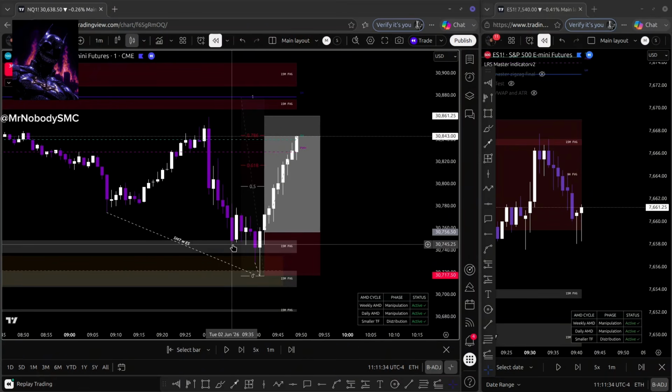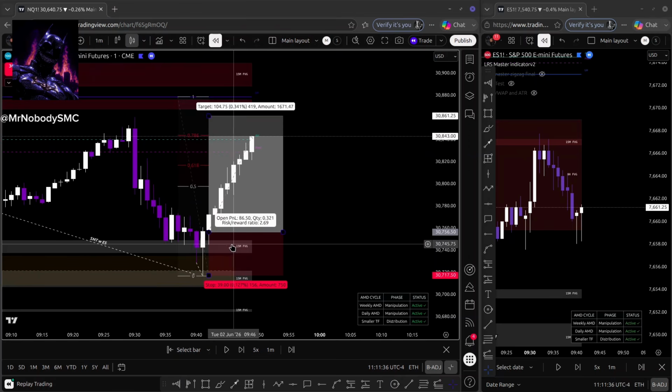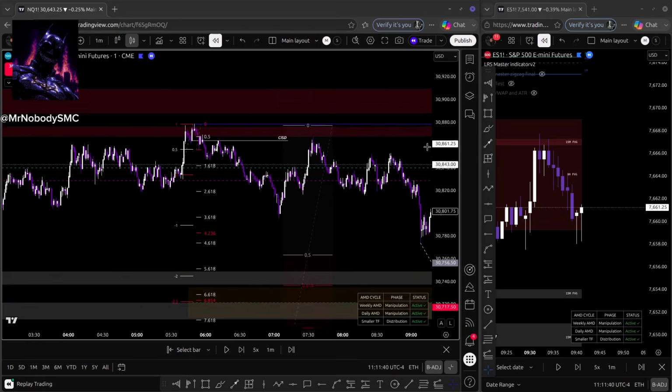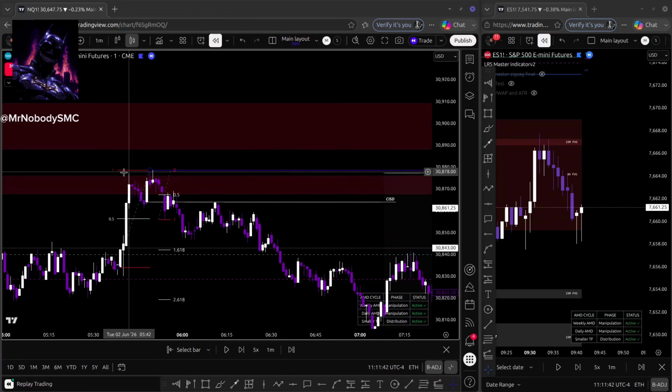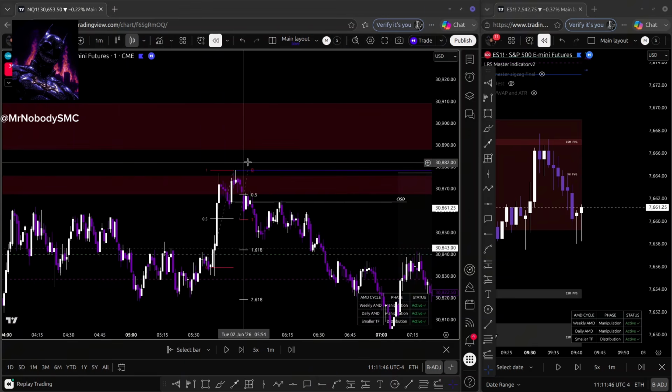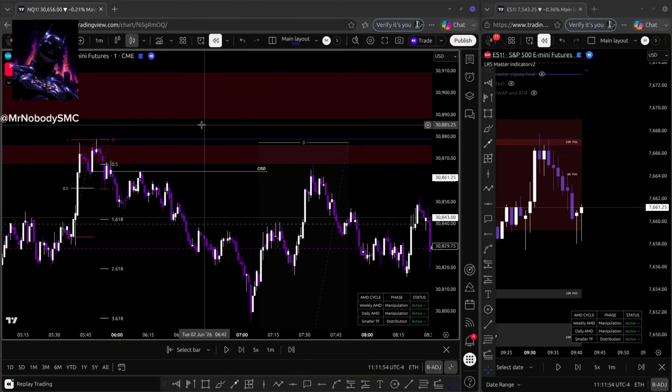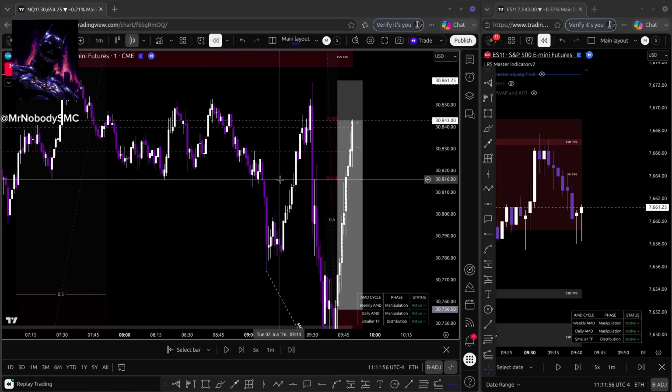I got trapped at this first reaction right here. Why? I was missing one of my confluences, the same confluence that I used in here. Remember, I was waiting for an internal SMT outside of the external SMT, and I didn't. But after I waited for the internal SMT to form, and then I enter on the changing state, boom, the market reversed perfectly from there.